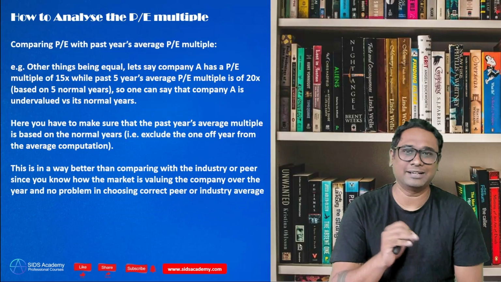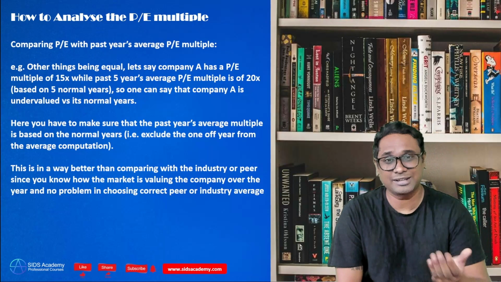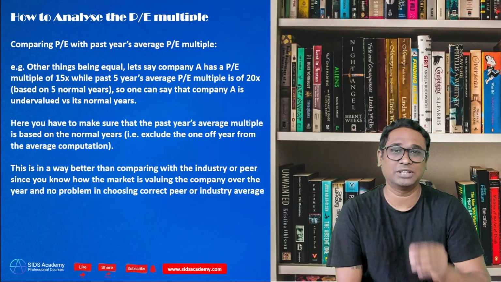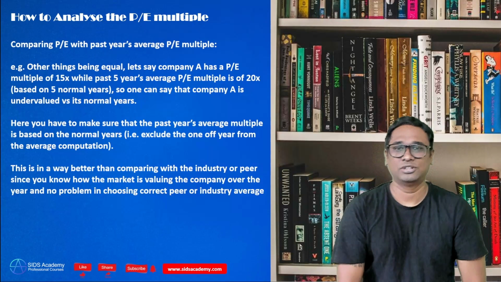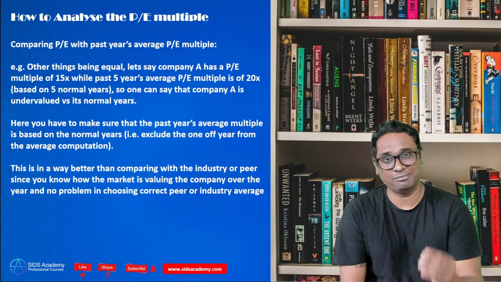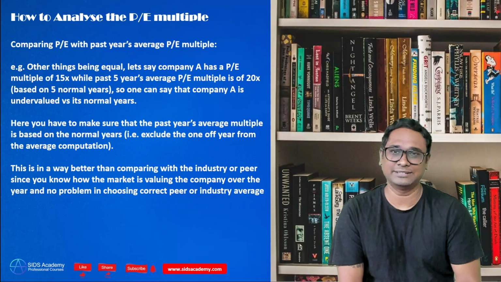This is way better than comparing it with industry or peer, since you know that the market is valuing the company over the years and you will have no problem in choosing the correct peer or industry average. So it is a very ideal methodology that one should be using, that is, compare it with its own past 5 years or 10 years average P multiple.